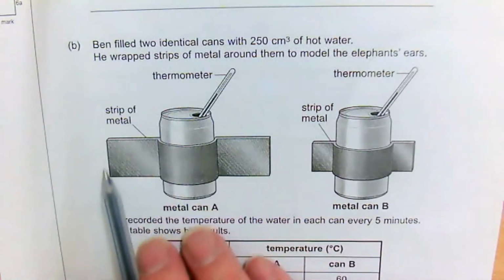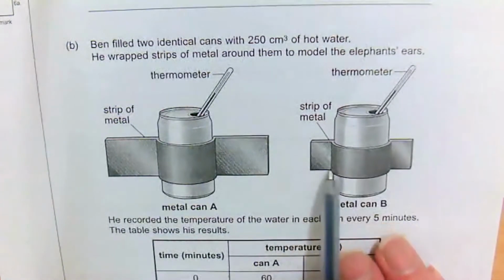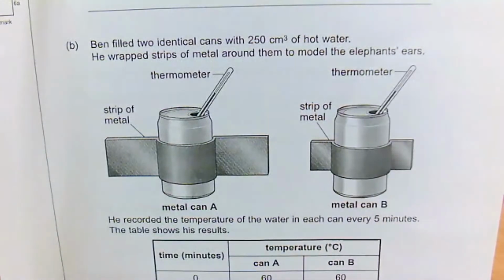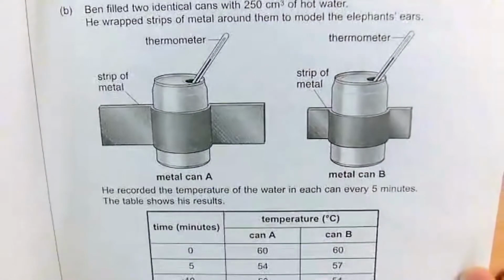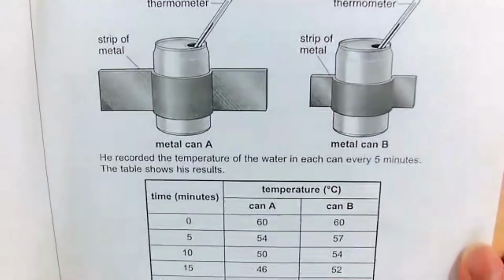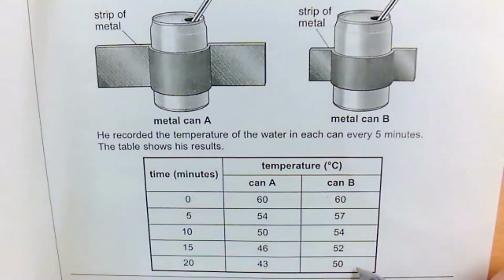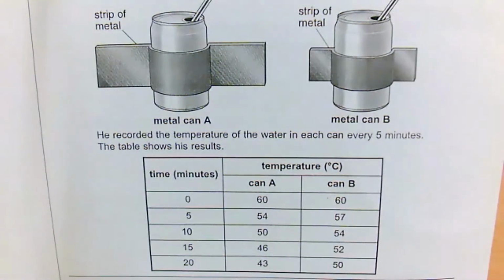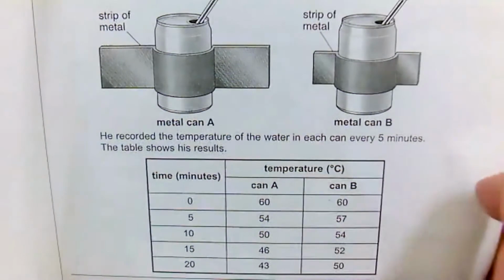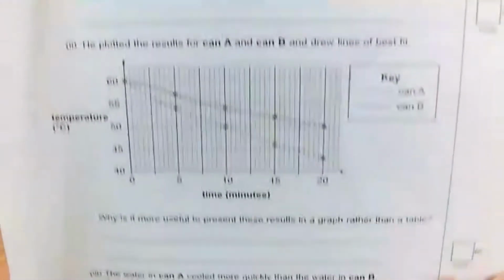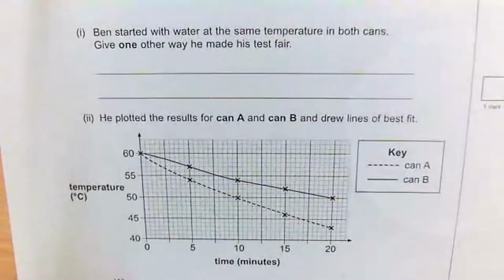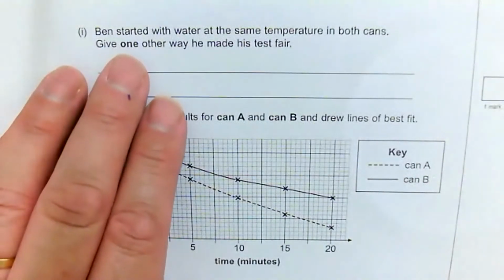So you've got the strip of metal here, which is quite big. You've got very small sticking out strips of metal on the other can. And what they do is they record the temperature every 5 minutes for about 20 minutes. They're starting at the same temperature of 60 degrees Celsius. You can see that one cools down faster than the other. So we can use that data later on, but here it says Ben started with water at the same temperature in both cans.